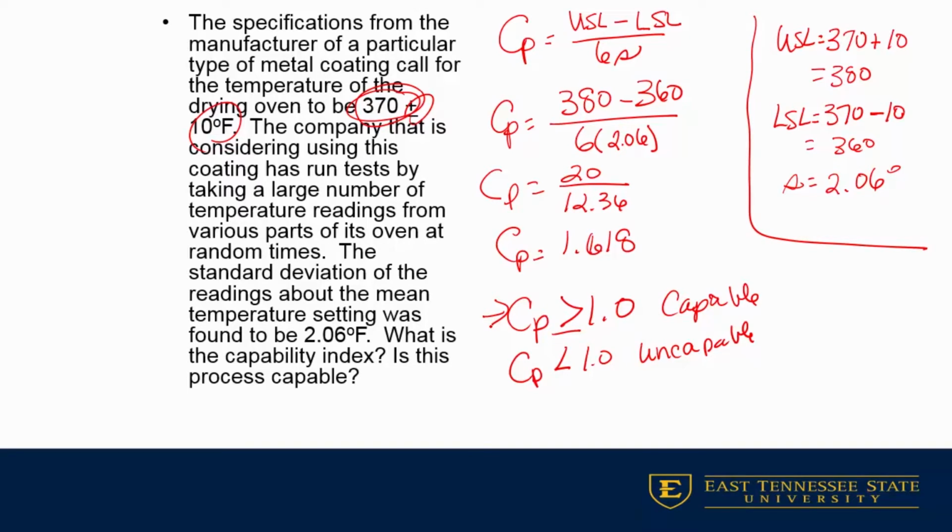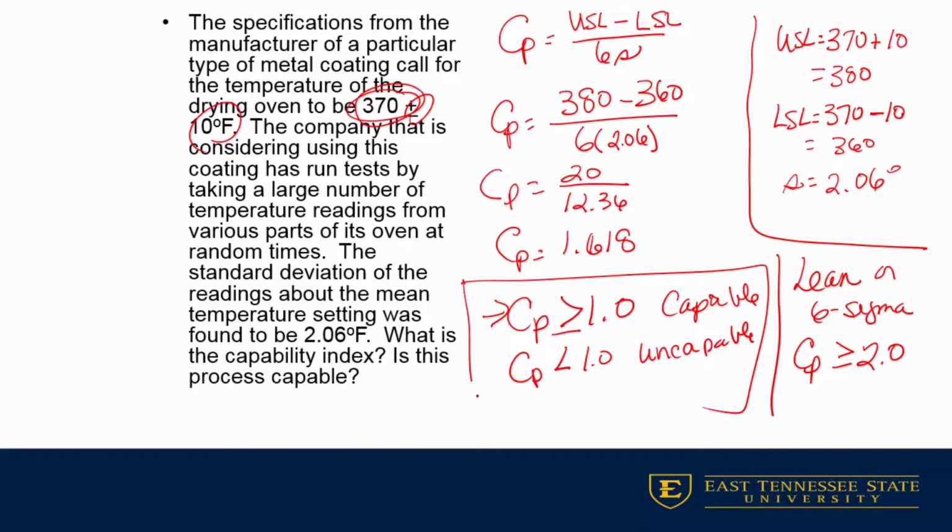Now, how many of you have ever heard of lean manufacturing? Lean manufacturing, or Six Sigma, uses a capability index at or greater than 2.0 to be considered capable. I would like you to know this. We will not be using it in this class. We will just be using a capability index of 1.0 to consider the process capable, but I would like you to know that in Six Sigma, they do use a 2.0 capability index.